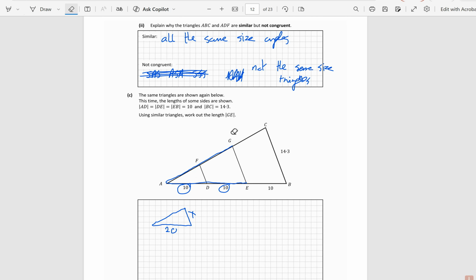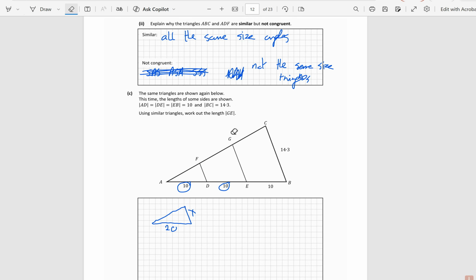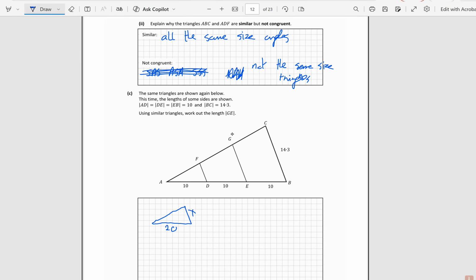And if we take the other triangle, the bigger one, we just draw that. Well, I know this is 14.3, and I know this side here is 30. Why? Because it's 10, 10, and 10. 30. Okay, now we have two triangles.